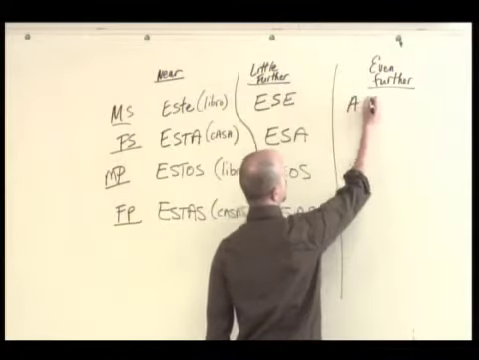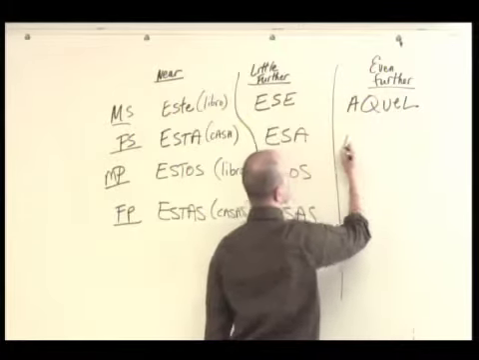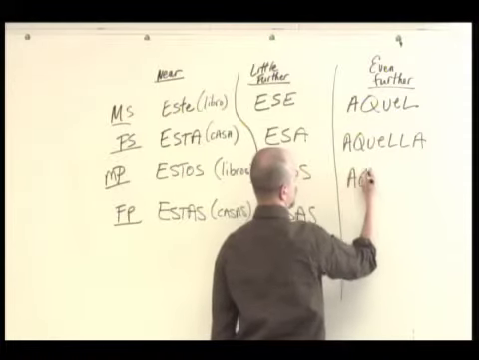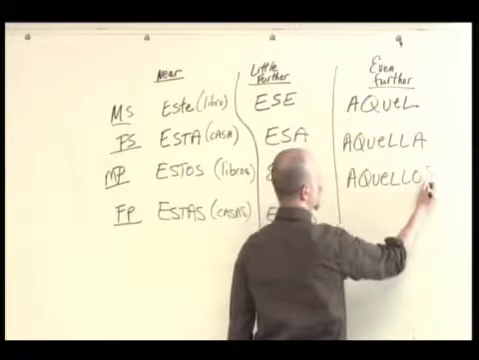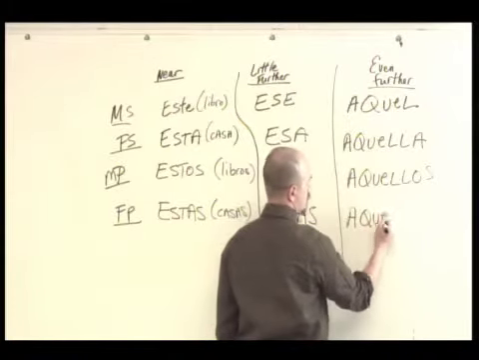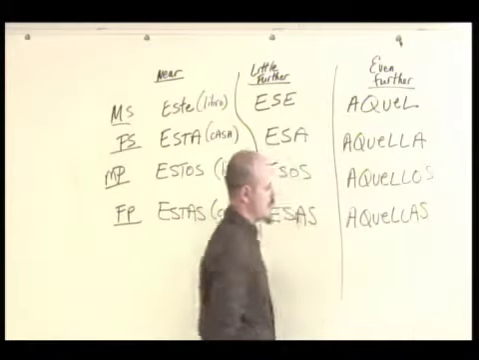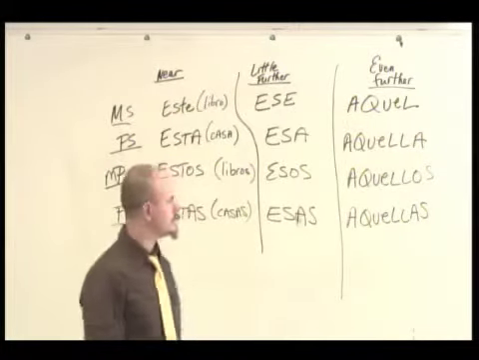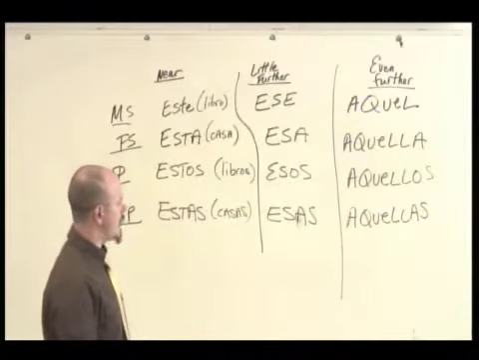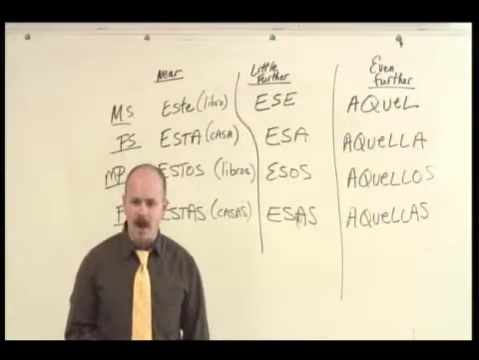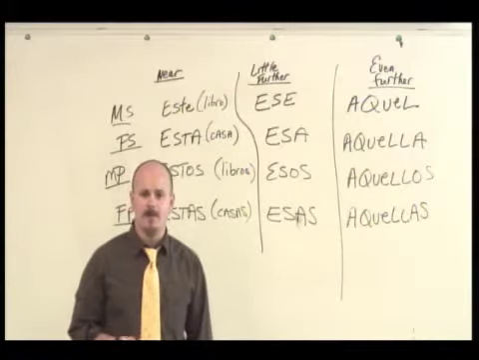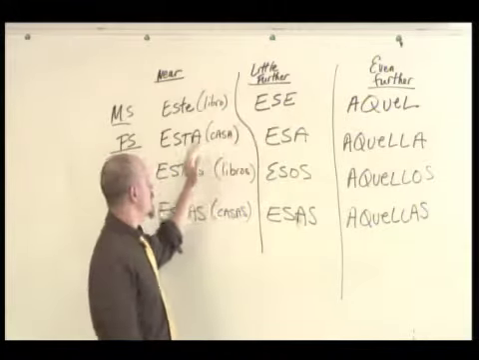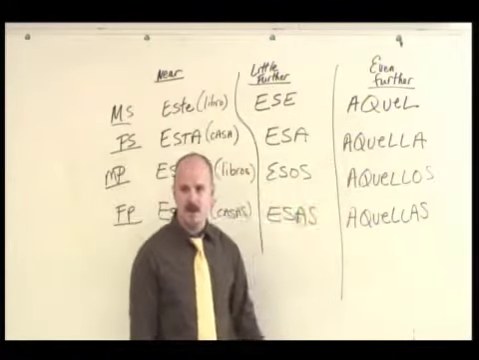And so these words will be aquel, aquella, aquellos, and aquellas. Aquel, aquella, aquellos, aquellas. Okay, so these are demonstrative adjectives. Remember, they will always be paired up with a noun. We'll never just say este, we would say este libro, esta casa, esa casa, aquella casa.